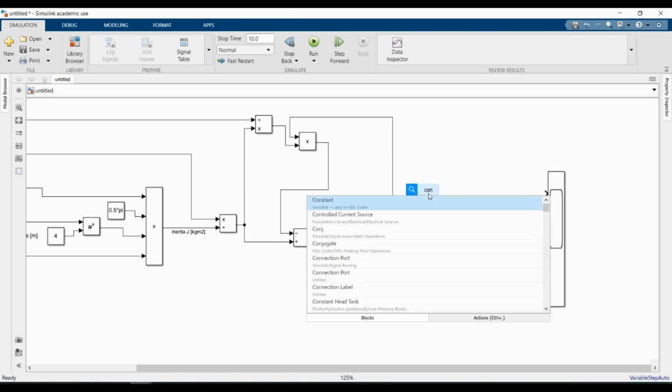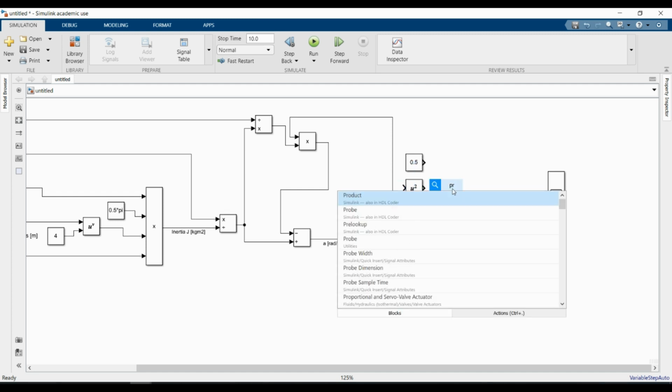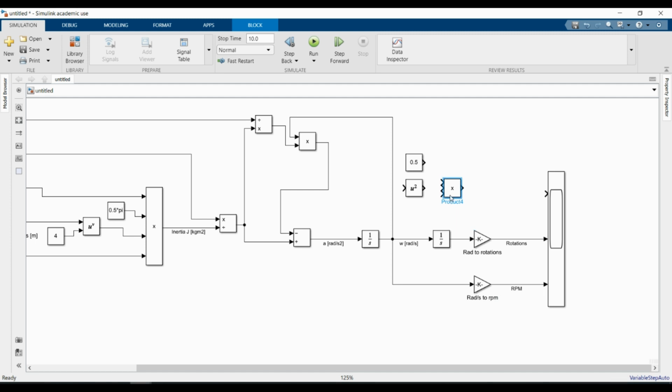We still have to implement the rotational kinetic energy equation in the block scheme. We do this by adding a constant block and a square block with the velocity as input and the mass moment of inertia to the product block. The output then also goes into the scope block.